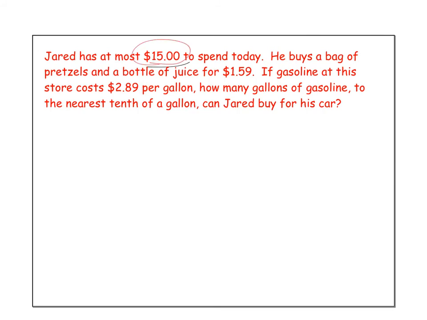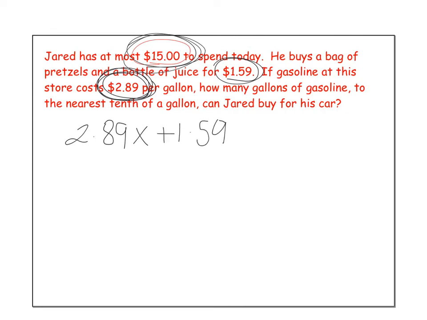Let's use a different font. $15 maximum. He buys a bag of pretzels and a bottle of juice for $1.59. And he's trying to use the rest of his money. He's going to use it for gas, and it's $2.89 per gallon. We don't know how many gallons he can afford. So that expression represents $2.89 per x gallons, plus the pretzels and juice he already bought, so he's got his $1.59, at most, less than or equal to 15.